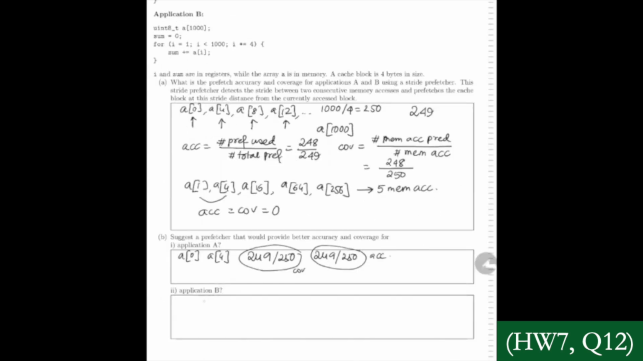Now let's suggest a prefetcher that would provide better accuracy and coverage for application B. Most common prefetchers such as stride, stream, and next block prefetchers would not improve prefetch accuracy for application B, as application B does not have an access pattern for which prefetchers are commonly designed. So in this case, some form of pre-execution based prefetcher like run-ahead execution could help improve prefetch accuracy. Now let's go to the next question.